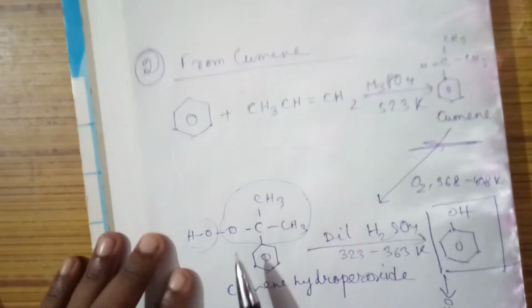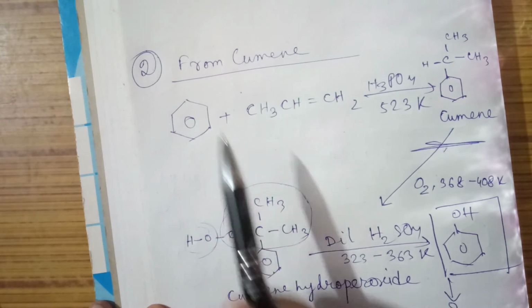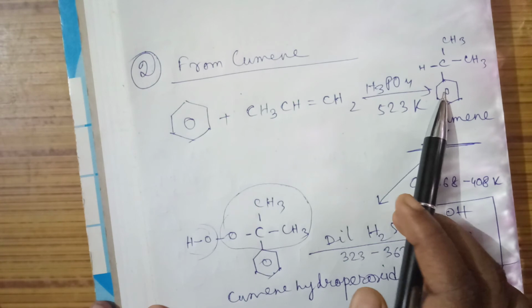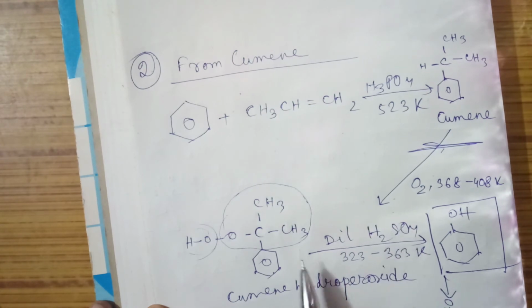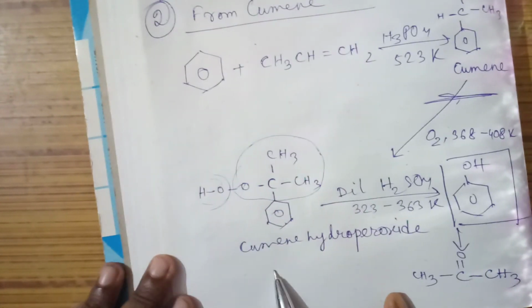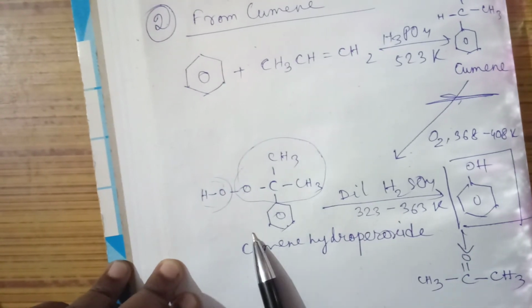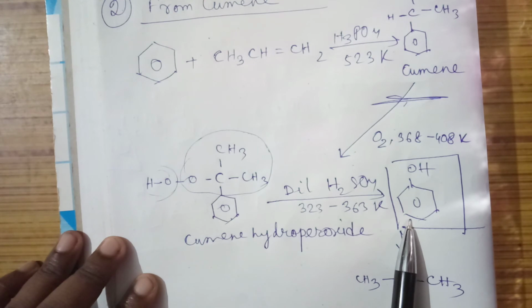From cumene, first of all we need to prepare the cumene from the benzene ring, or if you can directly get the cumene, then cumene is first of all oxidized, aerial oxidation it is called, and then we are getting cumene hydroperoxide, and then again hydrolysis of the cumene hydroperoxide gives the phenol. So these are the two industrial methods for preparation of phenol.